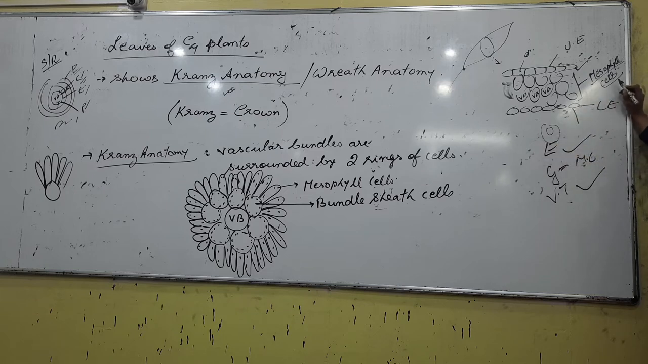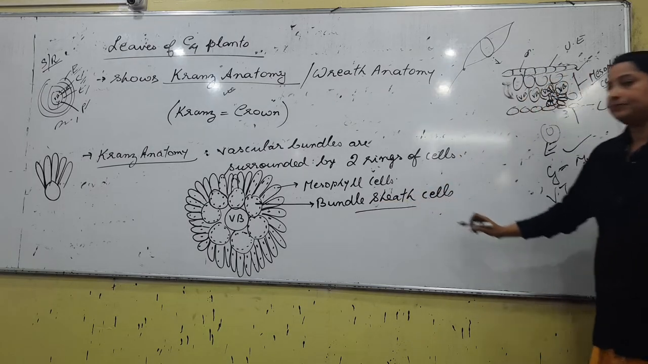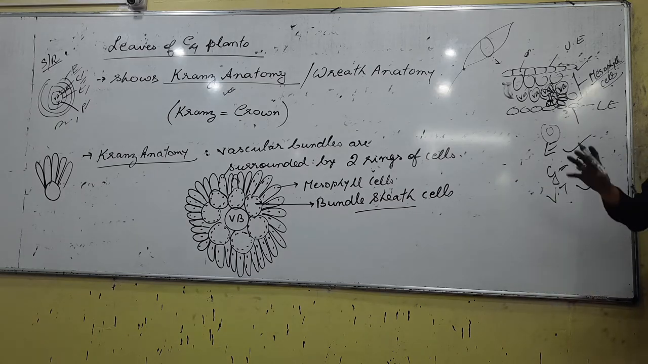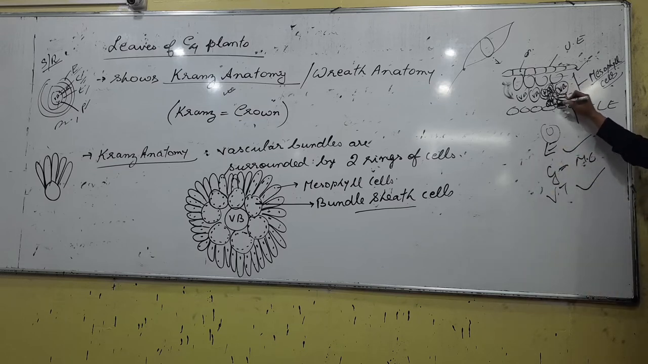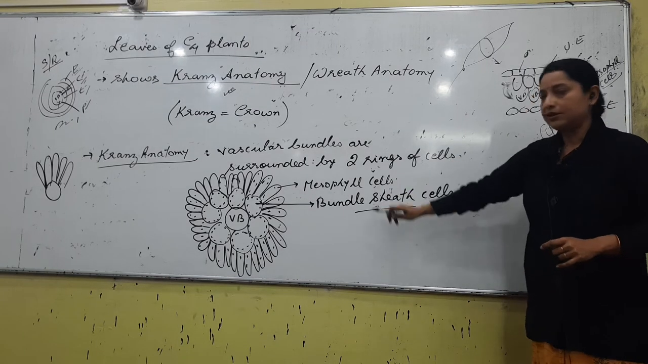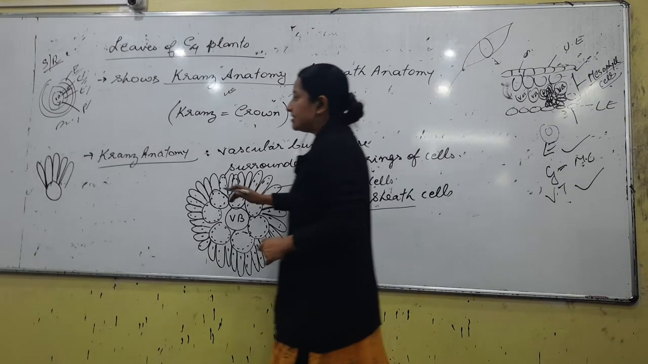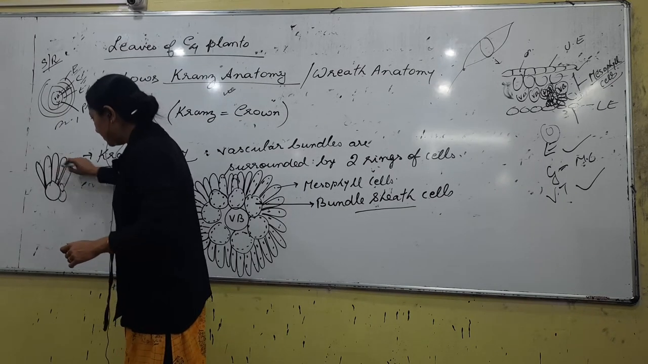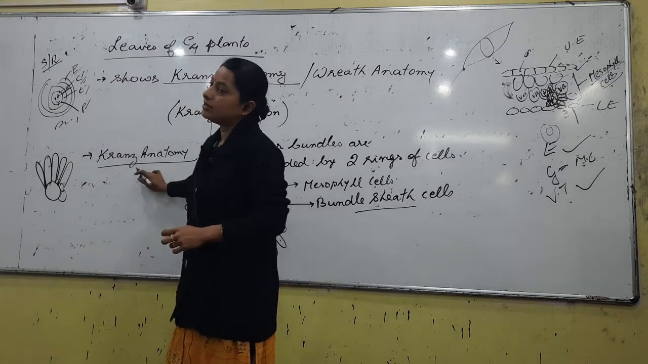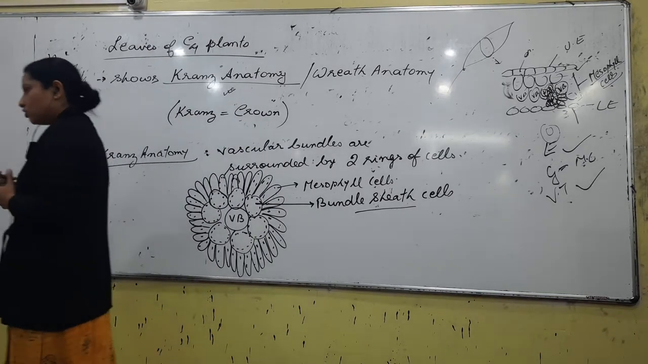In its place we find mesophyll cells, and within these cells we find the vascular tissues, right? So the vascular tissues will be there, and in and around them the mesophyll cells will be there, and in case of C4 plants there will be an additional layer, and this additional layer is the bundle sheath. The vascular bundle is surrounded by the bundle sheath, surrounded by the mesophyll, right? Since they form two rings of cells, one ring and another ring, it looks like a crown, and so it is called Kranz anatomy. See whether you have understood or not.